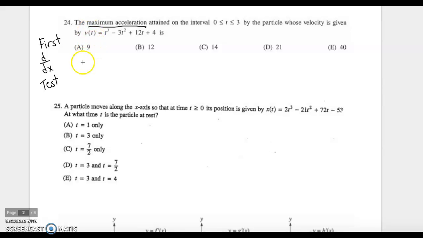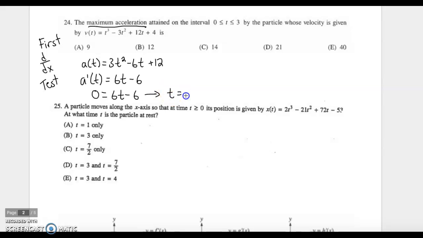And so here I'm going to take my derivative from velocity and I'm going to get acceleration. So 3t squared minus 6t plus 12. But then this is the function I'm trying to find the maximum for. So I need to perform the first derivative test on this function's first derivative. So I actually need to find a prime of t, 6t minus 6. And then I'll find my critical numbers, so I'll set it equal to 0, which means that t equals 1 is where I have a critical number.